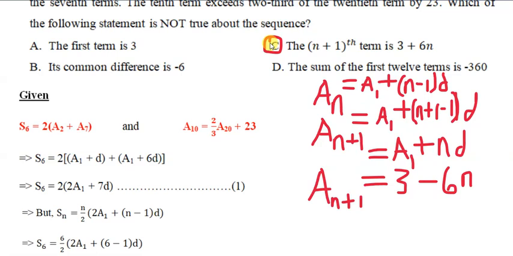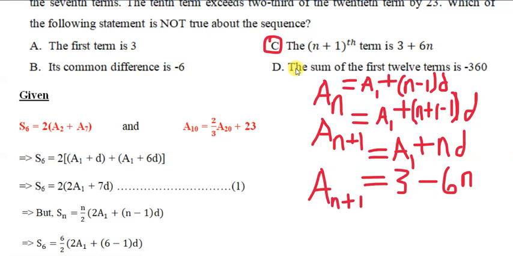But suppose that this choice is in D. Suppose this, interchange the two. Put this one, the sum of the first 12 terms is minus 36 to choice C, make it choice C, and this one, the n plus 1 term is 3 plus 6n to choice D. Interchange the two, please. Suppose it is interchanged.